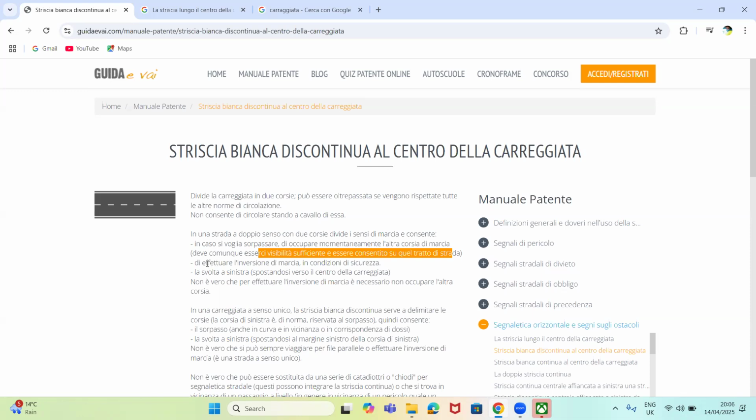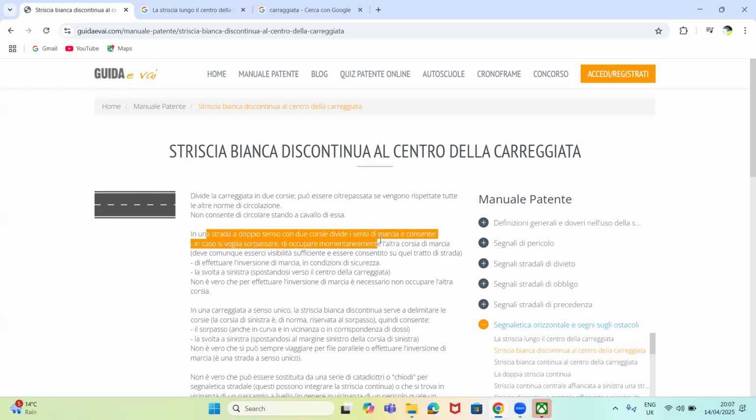Second situation. In una strada a doppio senso di circolazione con due corsie, that discontinuous line divide i sensi di marcia e consente di effettuare inversione di marcia. You can invert the sense of movement, yes, because for the examiner this is doppio senso di circolazione, so long as you can do it in condizioni di sicurezza.